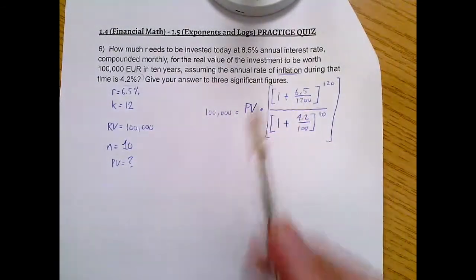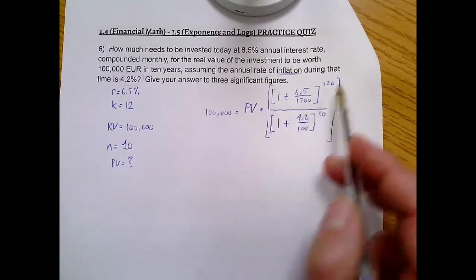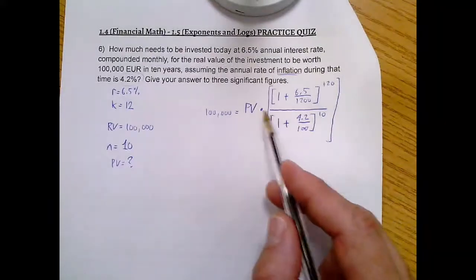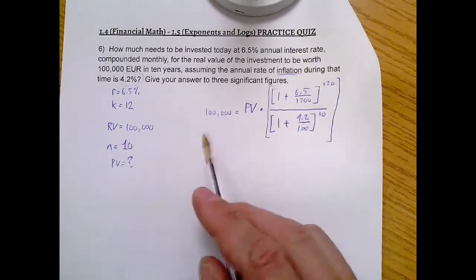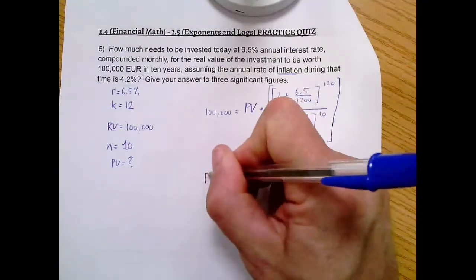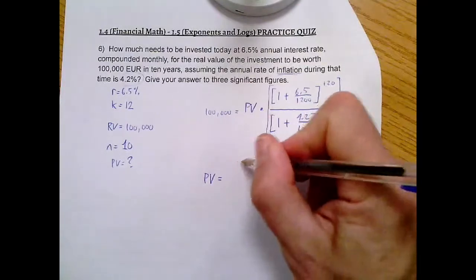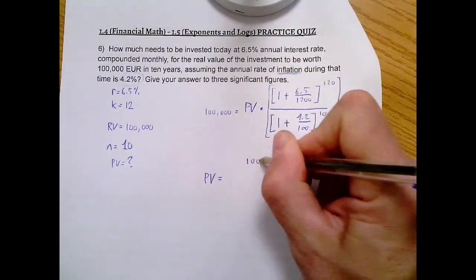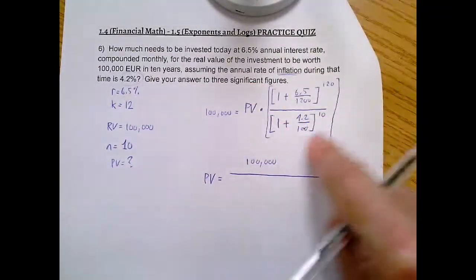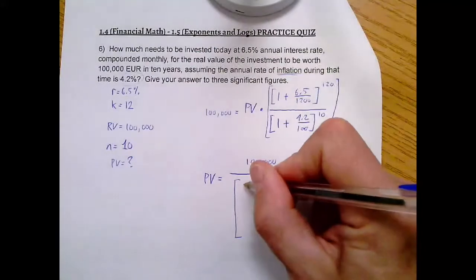conceptually, if we wanted to just isolate PV, the present value, so it's taking this multiplied by this whole thing. Conceptually, if this is multiplied by all of this, I could just divide that from both sides and I'd have my present value isolated. So I'm going to show that real fast. Right? So if I took my 100,000 and I divided it by all of this, that would move it over there. This is what you would get.